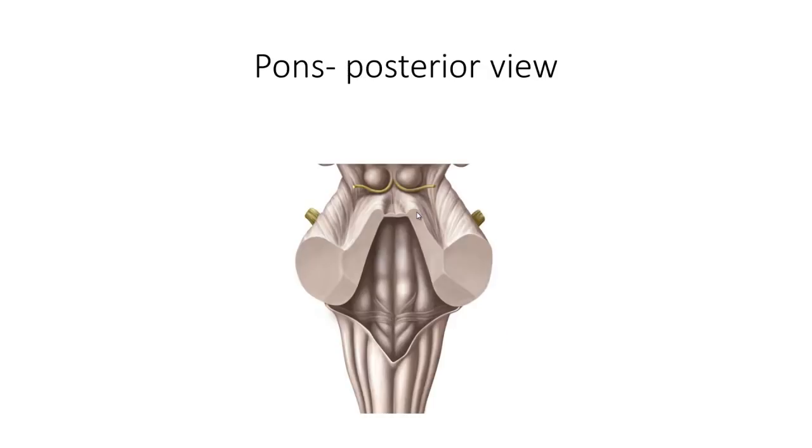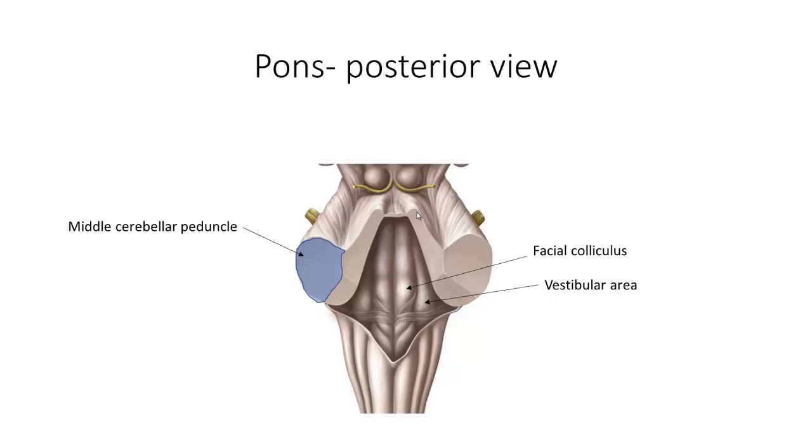Pons, we're going to look at our posterior view now. The most prominent feature here is going to be our middle cerebellar peduncle, outlined here in blue. Next is going to be our facial colliculus. Remember that this is going to be our abducens nucleus with our facial nerve actually wrapping around inside of our pons, which is making this protrusion. Our vestibular area is going to be lateral and slightly inferior to our facial colliculus, separated by our sulcus limitans.